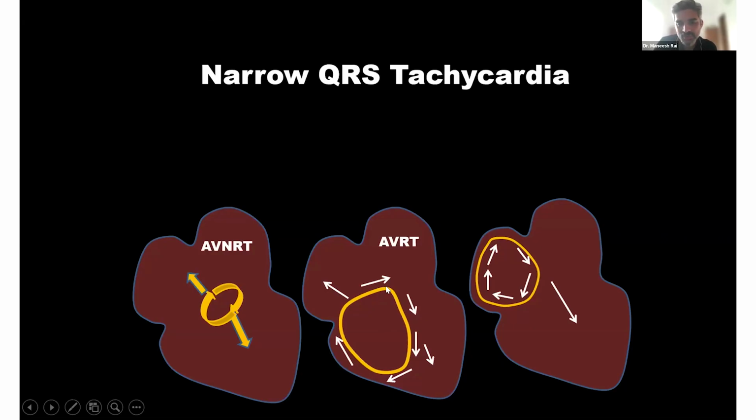The P wave usually appears after some time because the circuit has to come down the AV node and go up and then activate the atria. So the P wave comes a little bit after the QRS. So AVRTs appear as regular tachycardias, AV node dependent, and have a 1:1 A and V relationship.